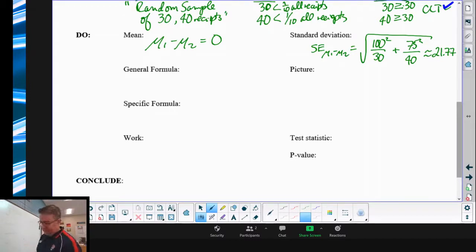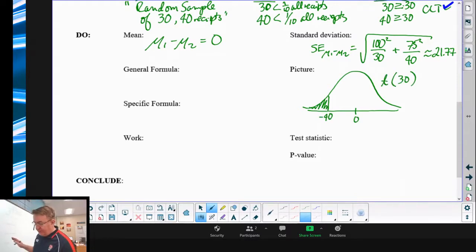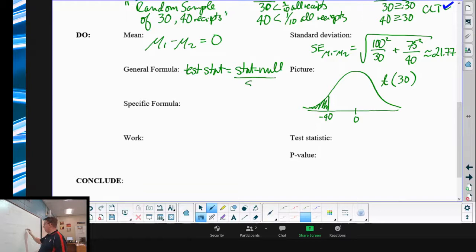Now, for our picture, where did our picture go? There it is. So we've got this. Okay, we have our mean here, which we're going to assume is going to be 0. And we've got negative 40 down here. Then for our general formula, remember we've got our test statistic, and that's going to equal, I've written this wrong like 17 times for whatever reason, stat minus the null over our standard deviation. All right, got it right.